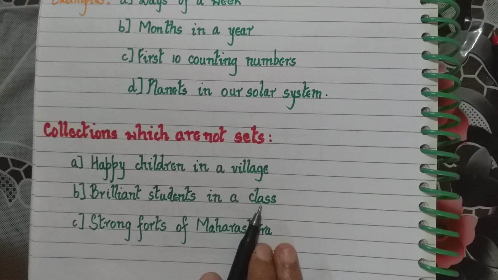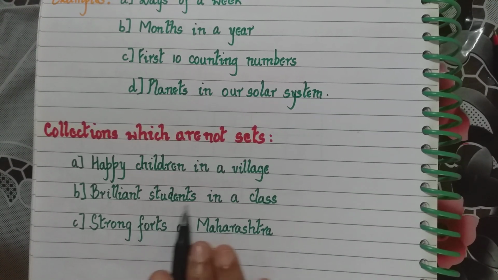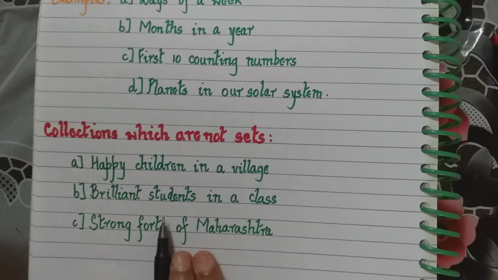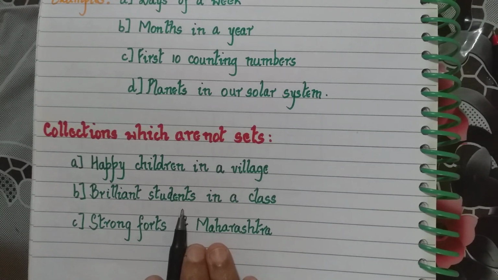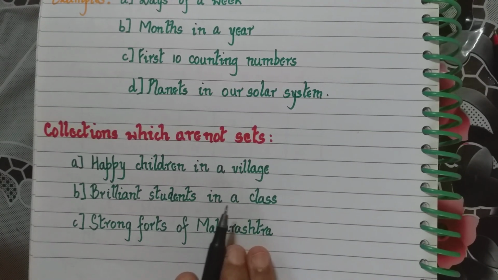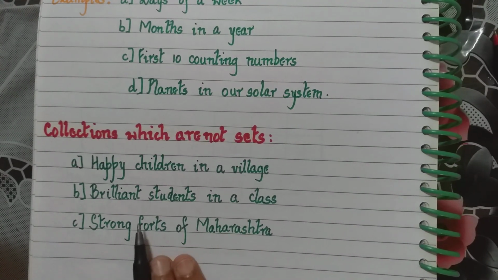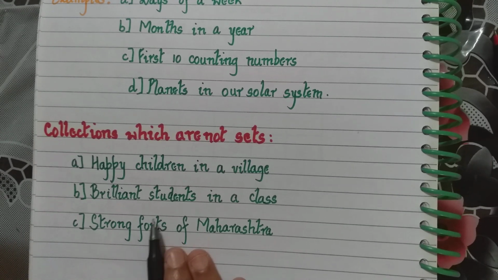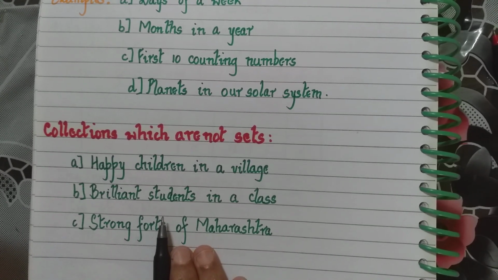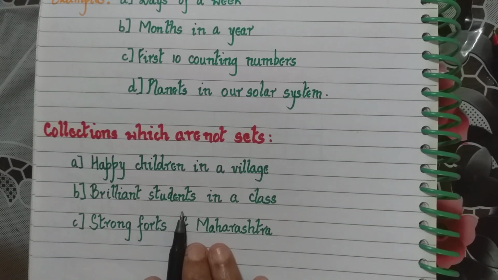Even when I talk about the brilliant students in a class, in my class, if I talk about 9, maybe I'm in charge of C division. So when I say 9C, I may include about 40 students who are the most brilliant students in the class. But some other teacher may include another 8 students. So there may be 48 students according to that.